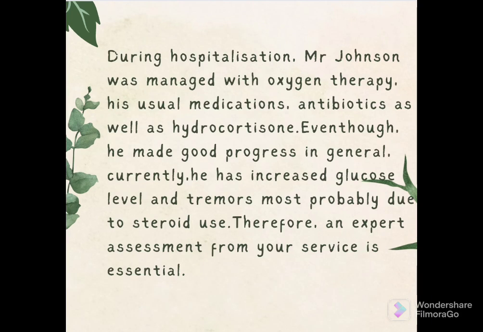Then next paragraph we can write: during hospitalization, Mr. Johnson was managed with oxygen therapy, his usual medications, antibiotics as well as hydrocortisone. Here no need to write all medication information because again we are going to write discharge medication. So almost all medications will come there. So it will be like a repetition. So we can write in a concise way. Usual medication means salbutamol and prednisolone. Along with that we have added antibiotics and hydrocortisone. In addition, oxygen therapy, we can write in that way.